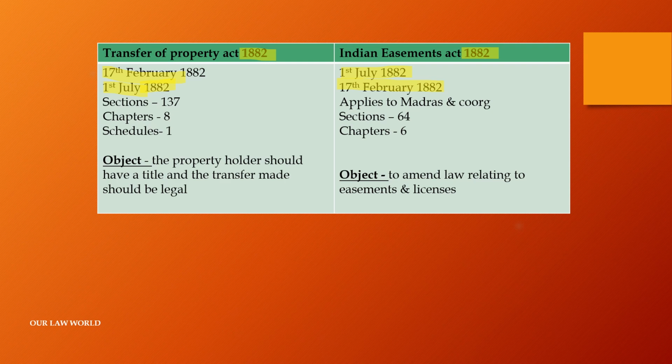The next act is the Indian Easements Act 1882. This act consists of 64 sections and 6 chapters. The object of this act is related to easements and licenses.